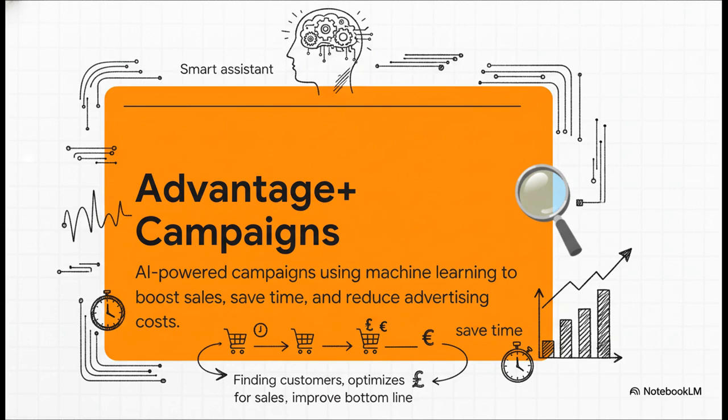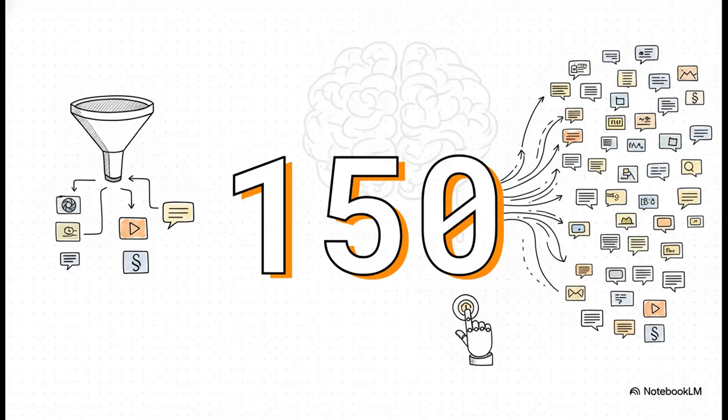It uses some seriously smart machine learning to handle almost the whole shebang for you, finding the right people, testing your ads, optimizing for sales, basically doing all the heavy lifting to save you time and make you more money. And just to give you a sense of the sheer power we're talking about here, get this. In just one campaign, the AI can automatically test up to 150 different versions of your ad.